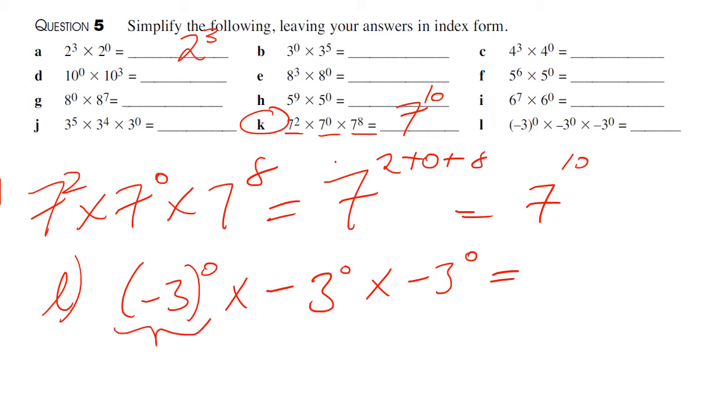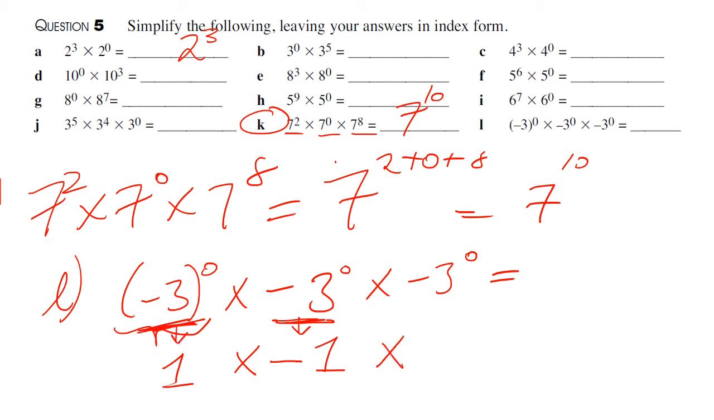This first bit is going to become 1, right? The whole thing inside the bracket raised to the power of 0 is 1. Times, now I have the negative sign here. Remember, it's only the 3 being raised to the power of 0, not the negative sign. The negative sign stays. 3 to the power of 0 is 1. So you can see this guy actually becomes negative 1, whereas the first guy becomes 1.